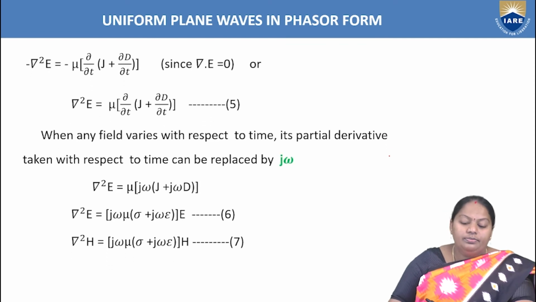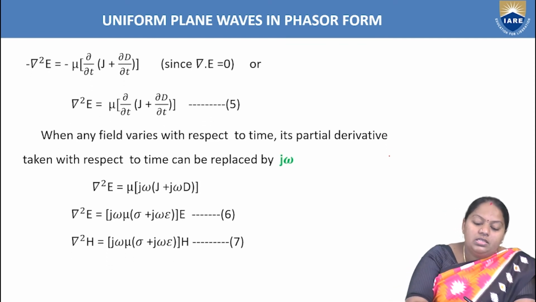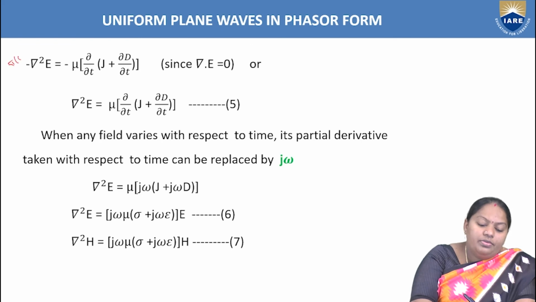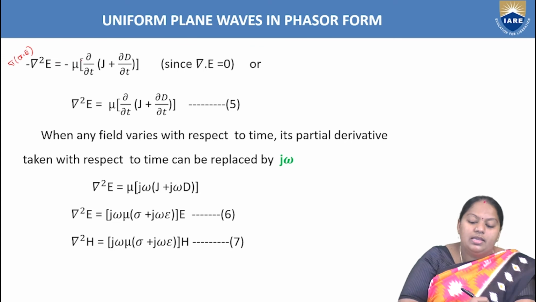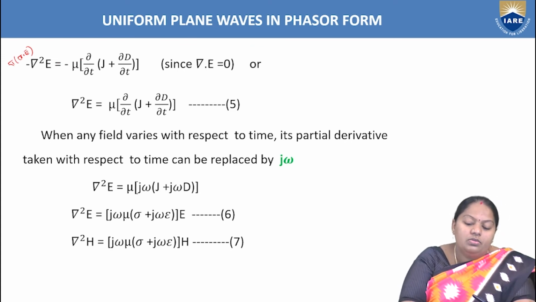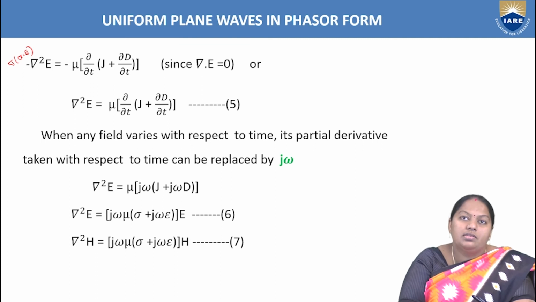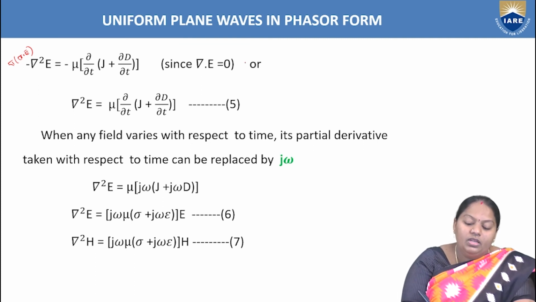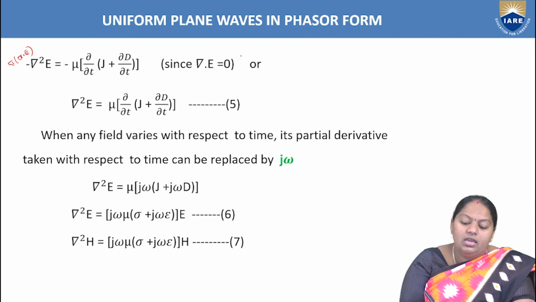Now, we have del of del dot E minus del square E on the left-hand side of that equation. Here del dot E equals 0. Why is del dot E equal to 0? For static fields, the charge density is 0, sigma equals 0, and sigma 0 means E is also 0. Hence, del dot E bar equals 0 for static fields.